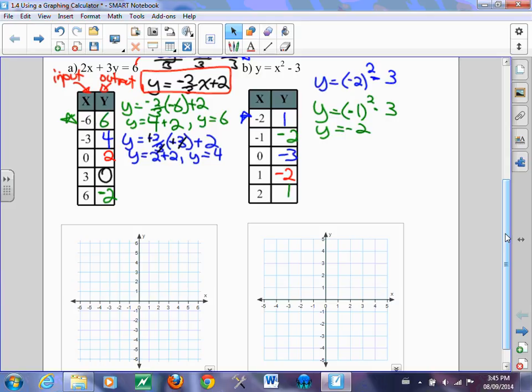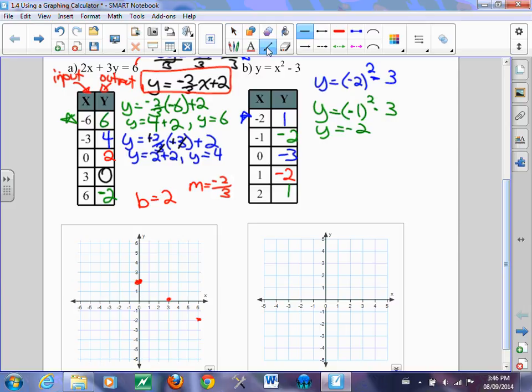You could plot the first one, ladies and gentlemen, using ordered pairs, or I'm just going to quickly review the shortcut way. I noticed that b equals 2, so I'm going to start at 2 on my y-intercept, and I know that my slope, m, equals negative 2 over 3. So from that, I'm going to go down 2 over 3, down 2 over 3. Okay, and then I can draw a straight line right through.